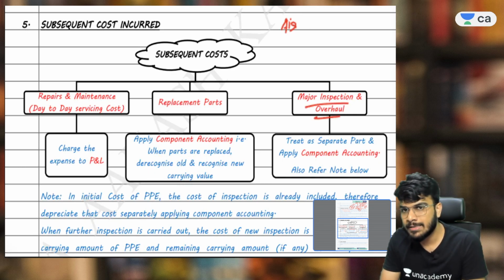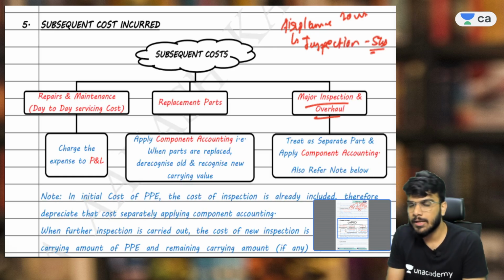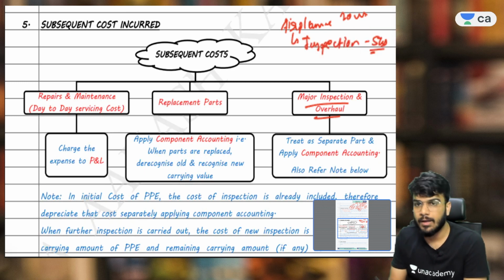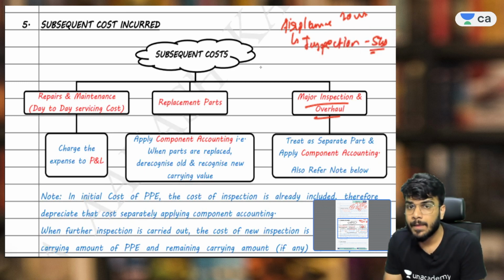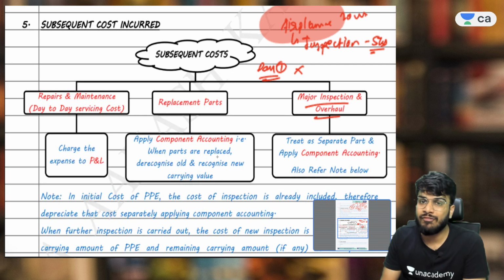Let's try to understand. Let's say, for example, the government has told you that if you have an airplane which has a life of 20 years, you need to do an inspection and you need to get a certificate after every 5 years, right? So we know that we have to incur such inspection expense after every 5 years. But what we are going to discuss here is, on day one, will we conduct the inspection? The answer is no. Why? Because we would have received the asset after inspection only.